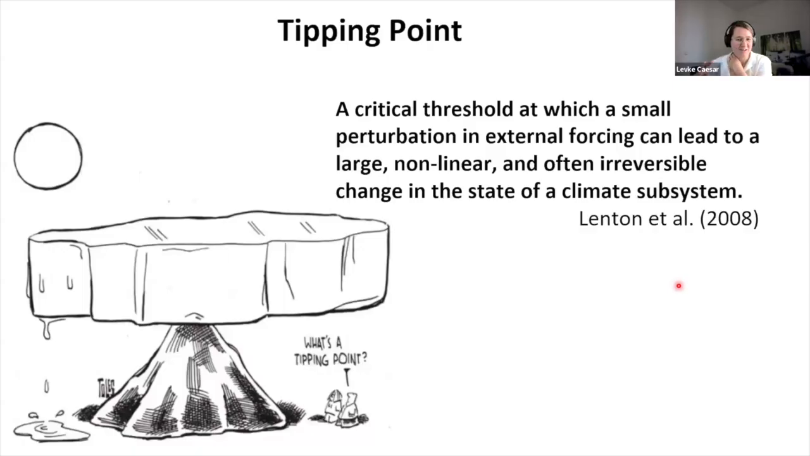So I hope this already partly explains how planetary boundaries and tipping points are related, because I wasn't 100% sure about the audience, just to get everybody on the same page. There are multiple definitions of tipping points, but a fairly common one says that a tipping point is a critical threshold at which a small perturbation in external forcing can lead to a large, nonlinear, and often irreversible change in the state of a climate subsystem.